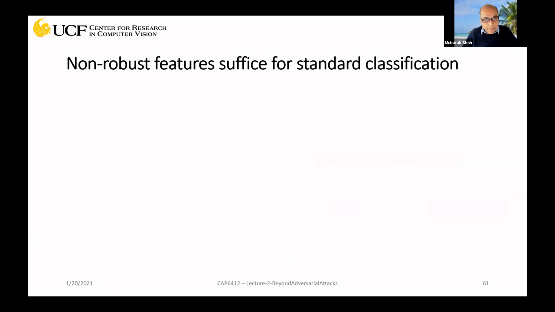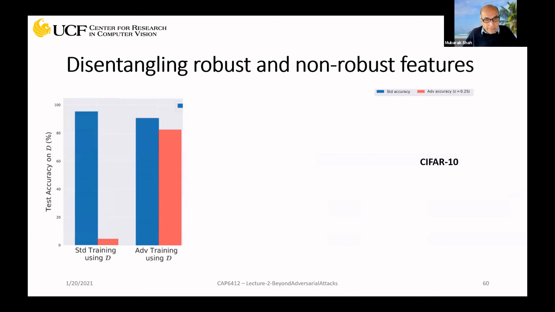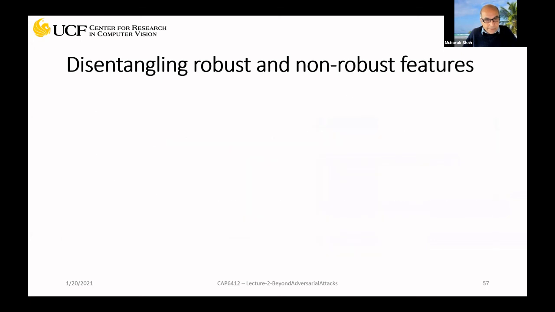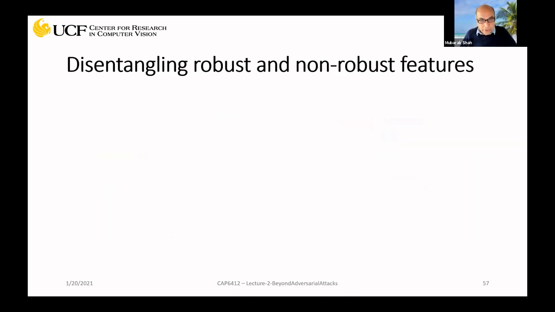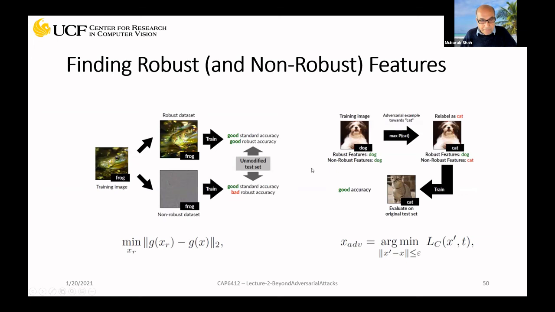So the point was that in this example I showed you earlier, if we do this disentangling, the robust classifier will do well. But even after disentangling, if you train the standard classifier on that data set, it is doing pretty badly. So now we are going to look at the second point here.